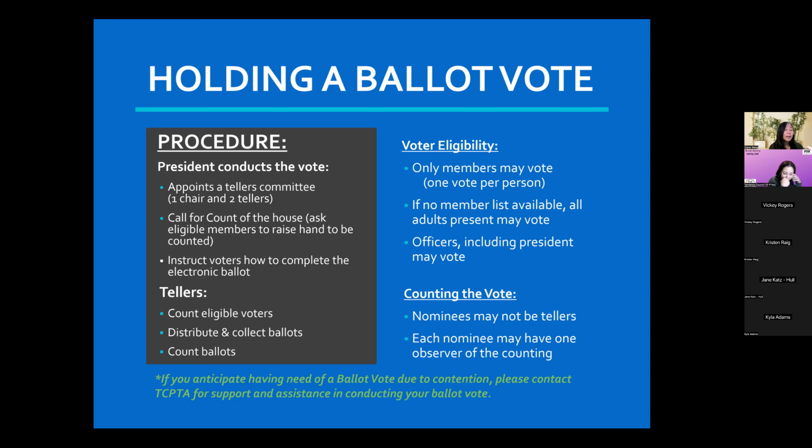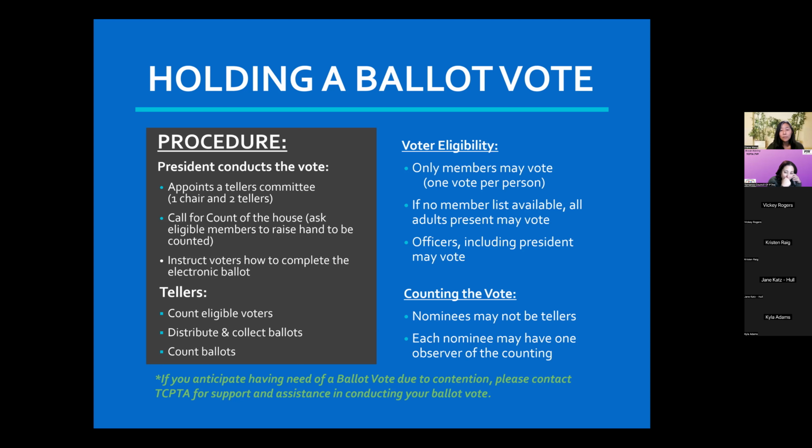If you don't have a membership list, then you have to let everybody who is present, all the adults that are present, vote. But if you have a membership list, then you will count all of the members and then instruct the voters how to fill out the ballots. The tellers will distribute and collect the ballots, and they will be watching people when they turn them in to make sure that they only turn in one at a time.